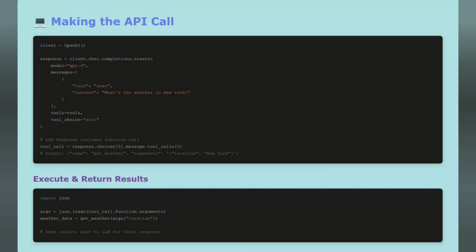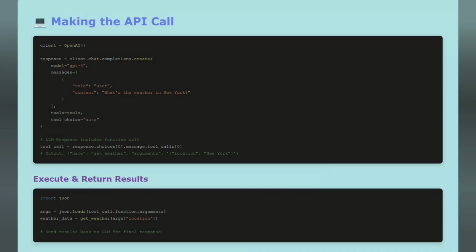What happens next is really cool. The LLM doesn't just give us a text response. Instead, it returns a function call in the response. Look at the tool calls array. It tells us exactly which function to call and what arguments to pass. In this case, it correctly extracted New York from the user's query and formatted it as a proper function call.